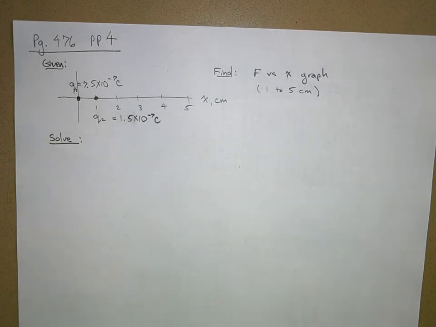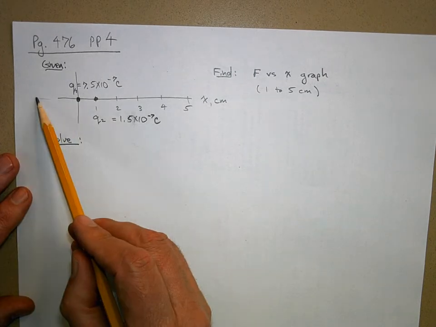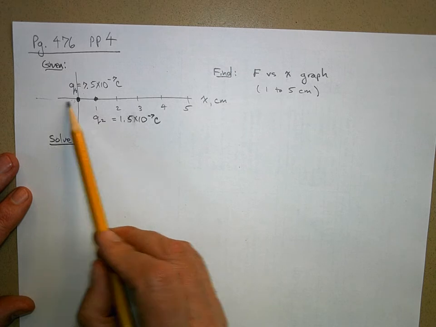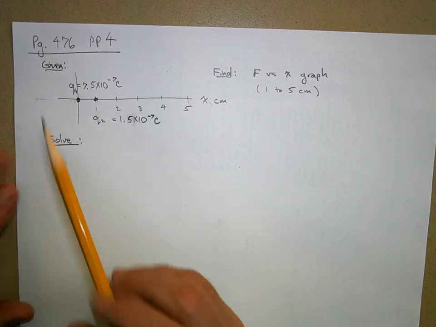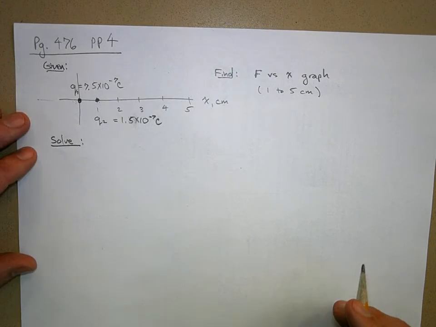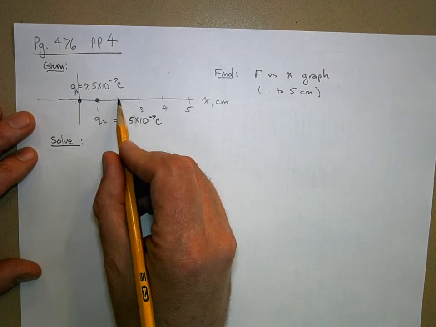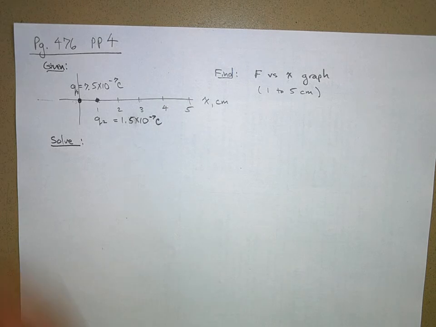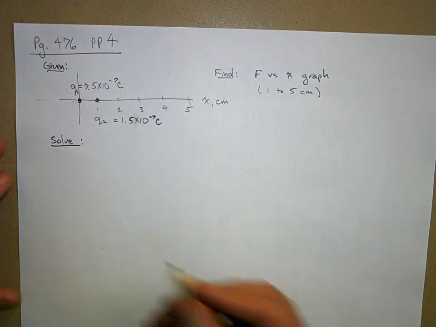So obviously Q1 is going to get pushed to the left by Q2, but I want to create a graph for this. So here's what I'm going to do. I'm going to do it at 1 centimeter, 2, 3, 4, and 5 centimeters. So let's set it up.